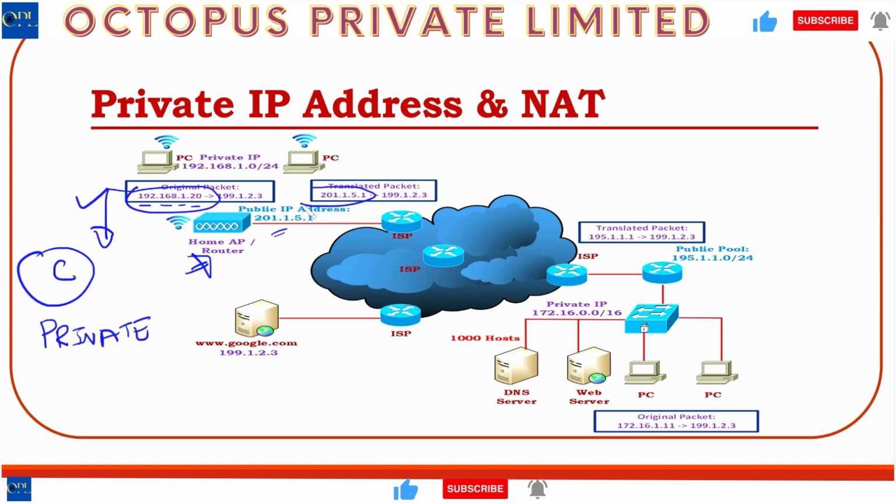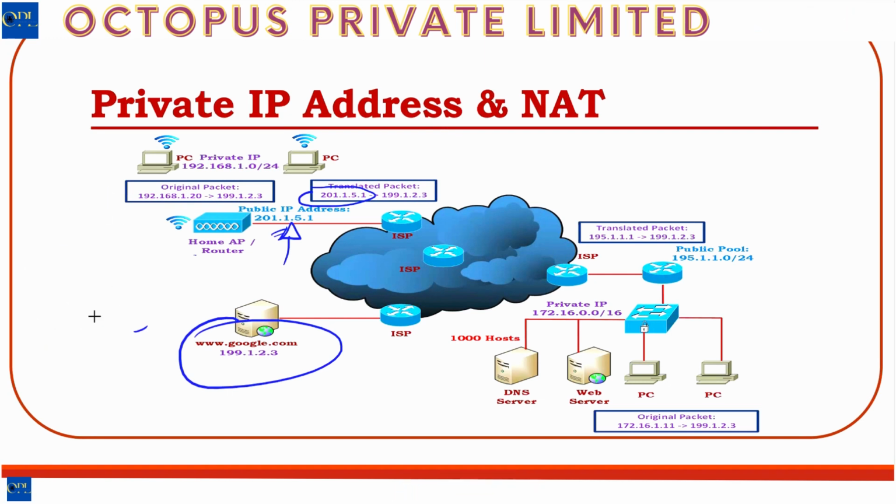192.168.1.0. So this PC might be 5, 6, 20, 21. On the outside, it's using 201.1.5.1 as a public address. So if he wants to communicate to, let's say, google.com 199.1.2.3, which is a public address, I just made it up, he would start the packet out by using his address as a source. So his source address will be 192.168.1.20, and the first two octets, 192.168, make it a private Class C address.